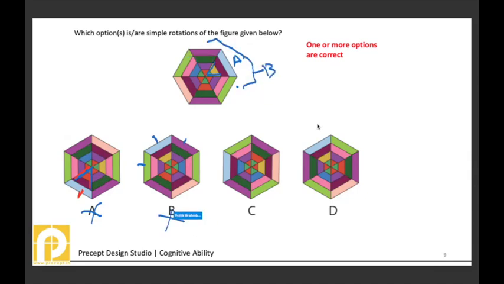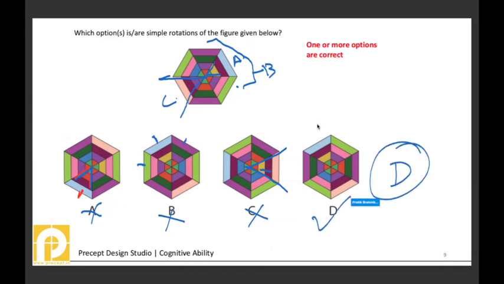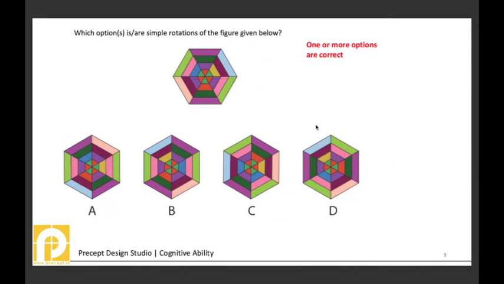C wala jo part hai aapka, in that case, if I look at this slice, that is wrong in case of option C. The color combinations here are a problem. And henceforth, D is the only one which is the right answer. We'll move to the next one.